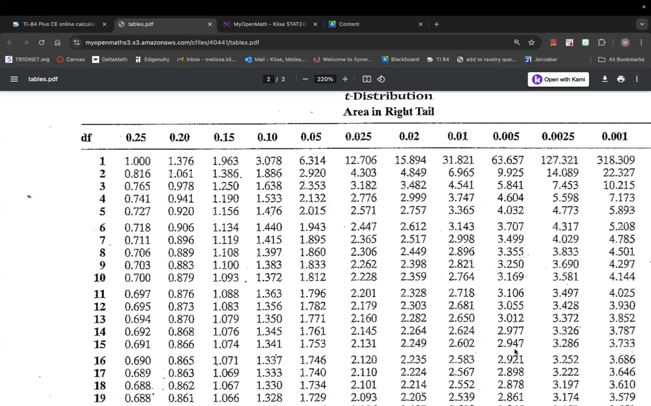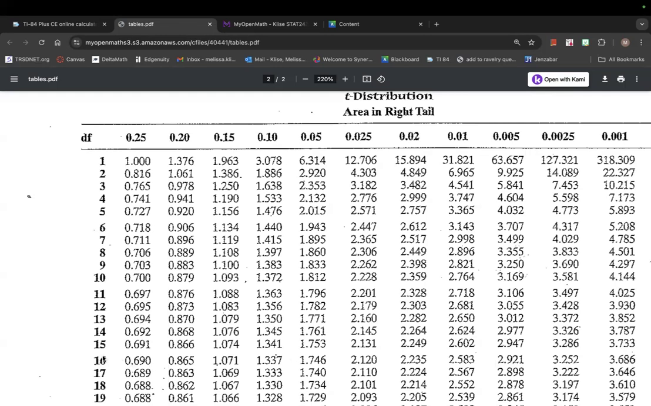Where did the 16 come from? It's n minus 1 degrees of freedom and our sample size is 17. So I subtract 1 from my sample size, and that's what I use. It's always going to be that way when you're looking at t-values. You're always going to use your sample size minus 1, always. So I use 16 because our sample size is 17.